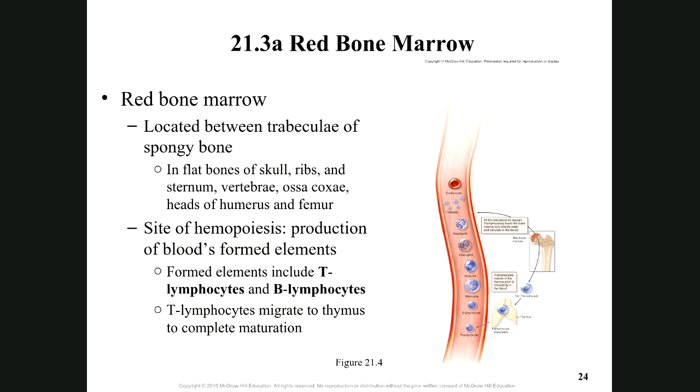And in this part, first I want to talk about red bone marrow and thymus. The red bone marrow can make B lymphocyte, and the thymus can make T lymphocyte.